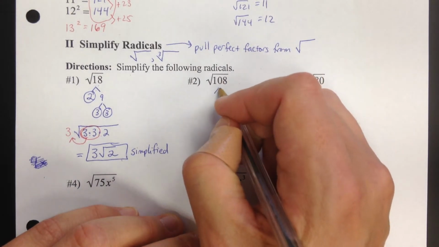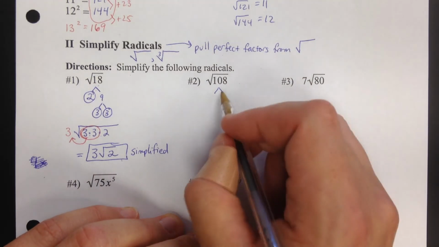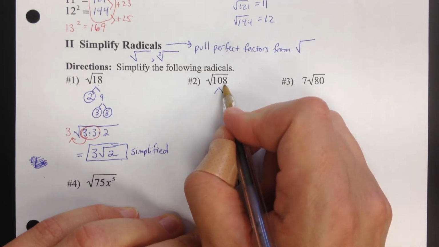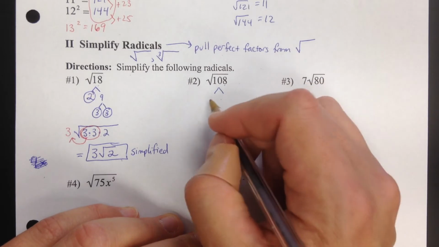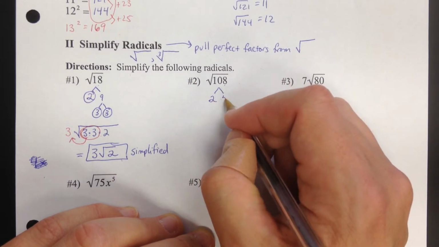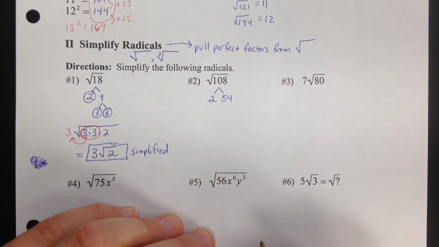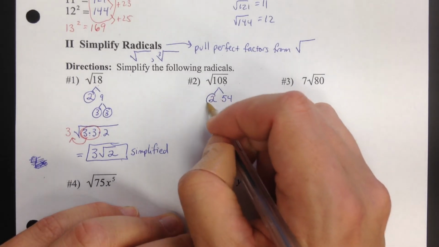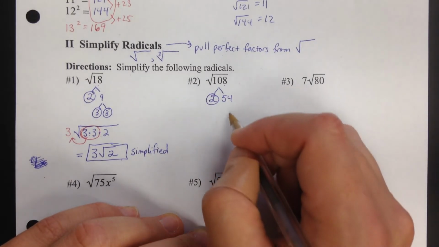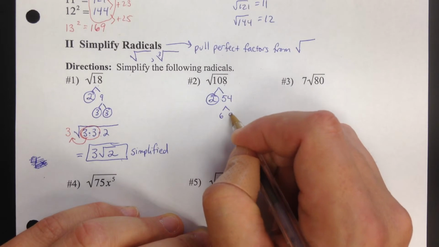So factor tree, what goes into 108? Well, that's an even number, because the 8, the last digit, is even, I can divide by 2 and I get 54. 2 times 54 is 108. 2 is prime, so I circle it. 54 is 6 times 9.